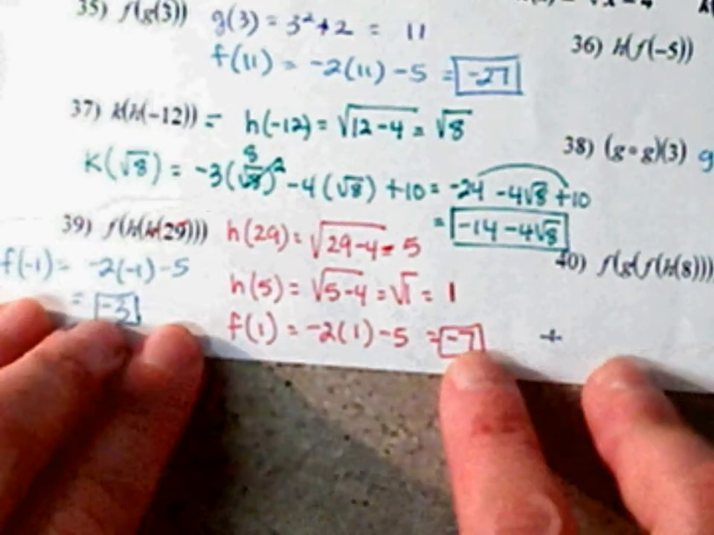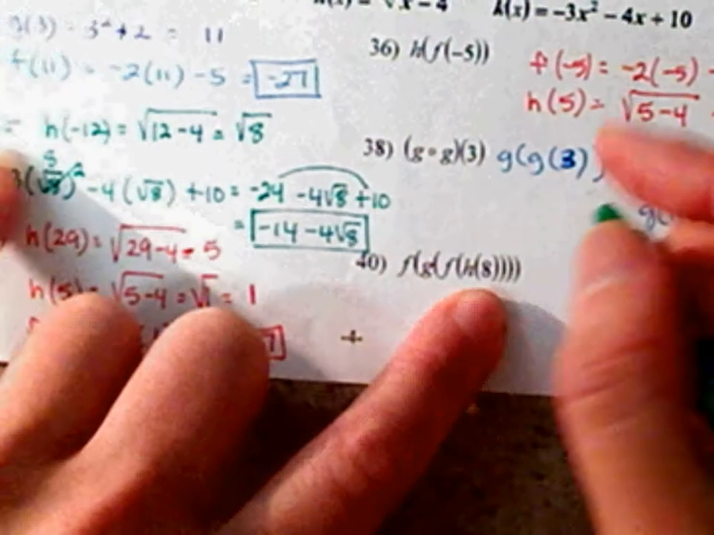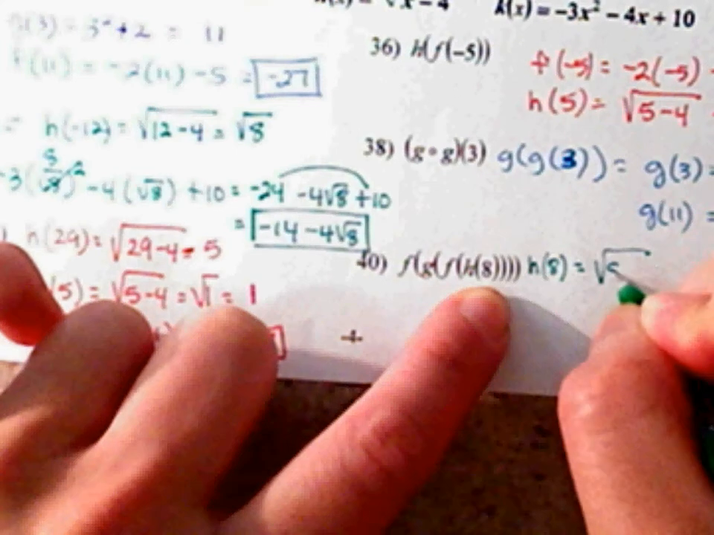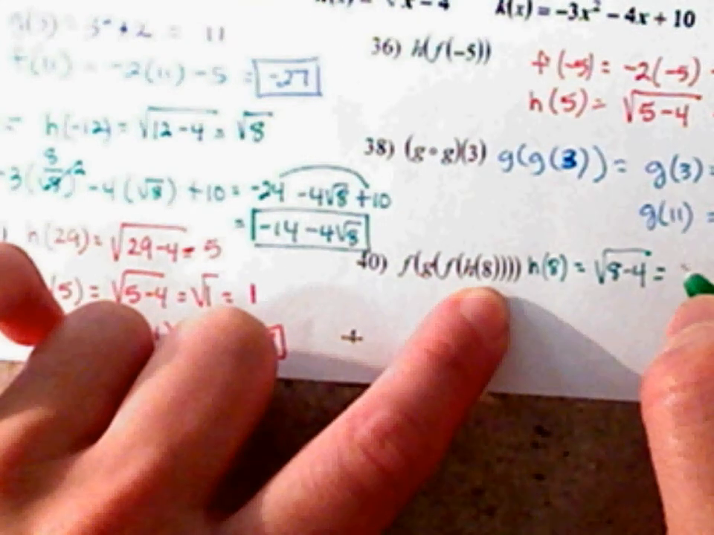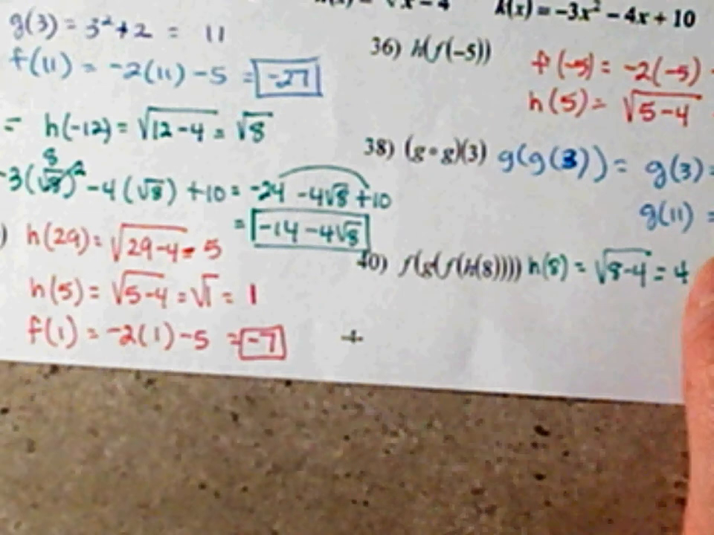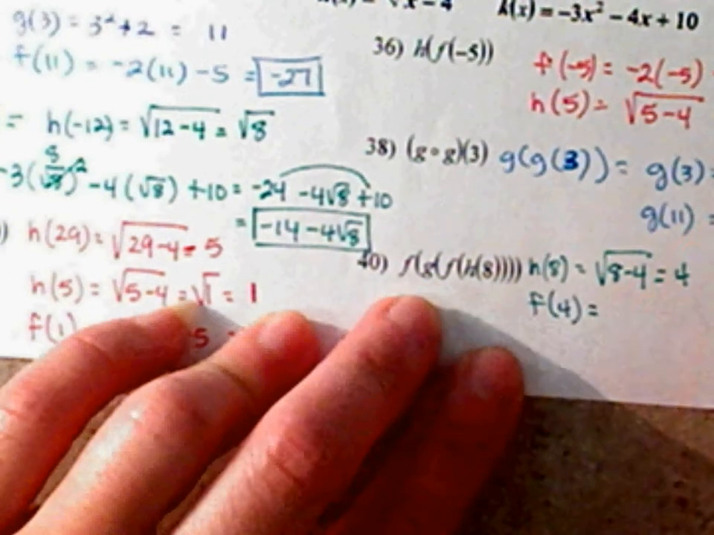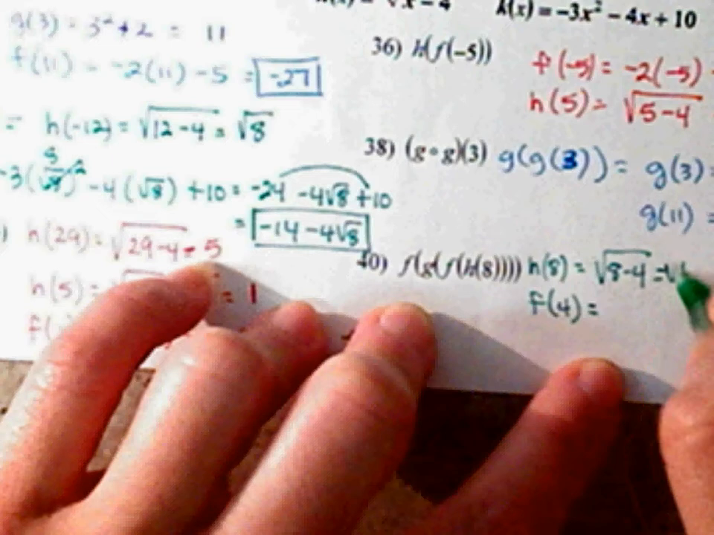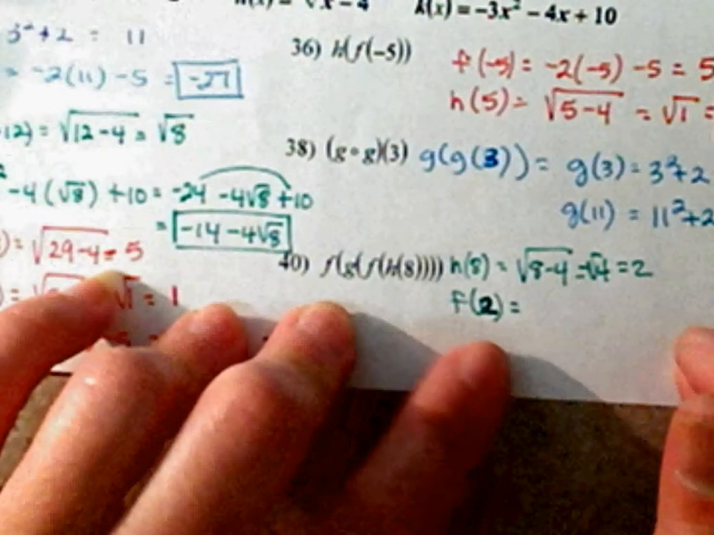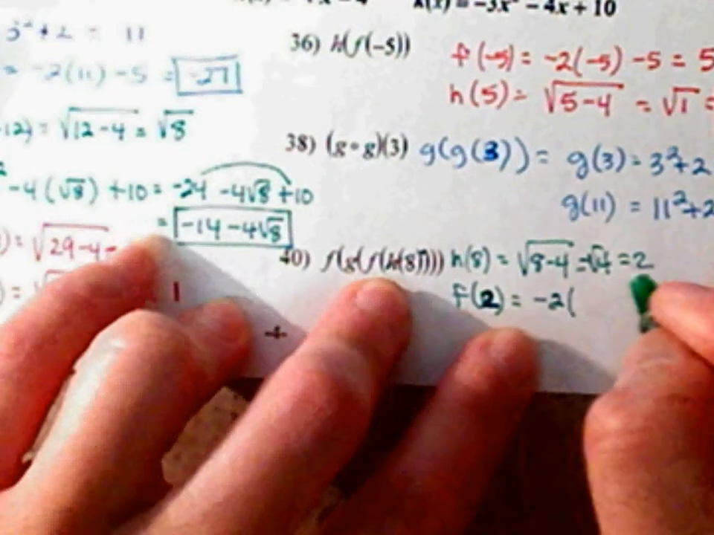Number 40, starting off with h of 8. Okay? 8 minus 4 gives you 4. Alright? Next you have an f. F is now a 4. Oh wait. Square root of 4 is 2. So sorry, this should be 2. Okay? So I did the h, now f of 2. So negative 2 times 2 minus 5 gives you negative 9.